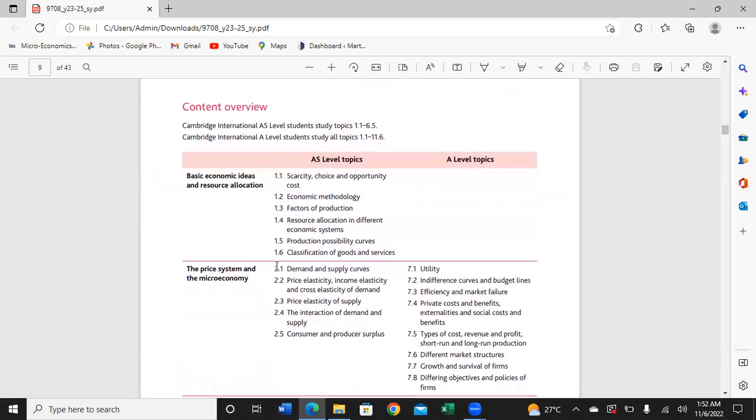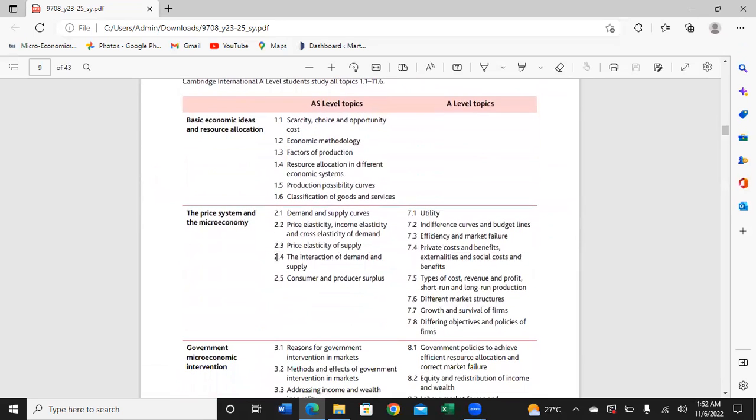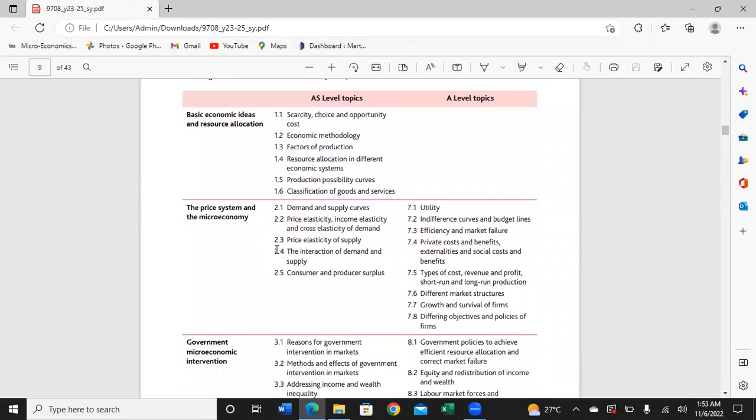Now, the content overview. These are the contents: basic economic ideas and resource allocation. This is our first aspect which we need to study. And that's only present in our AS level topics. There are two parts of A levels while students are doing it. One is called AS level topics or advanced subsidiary level. You can say the first part of your first year of your A level preparation is called AS level.